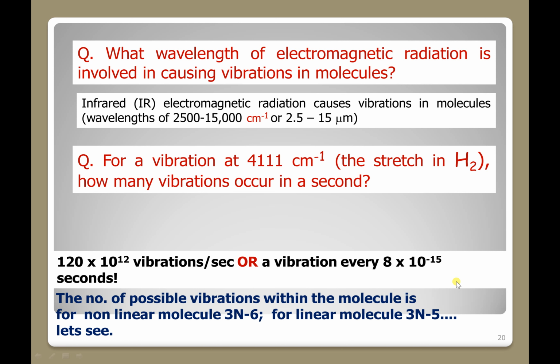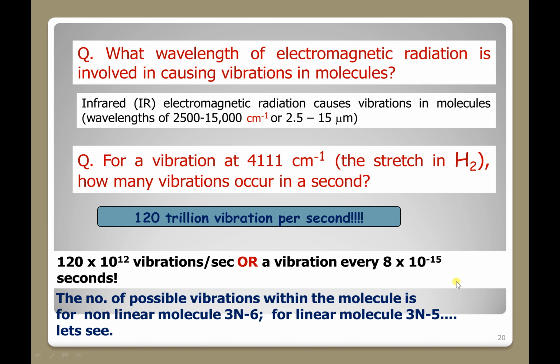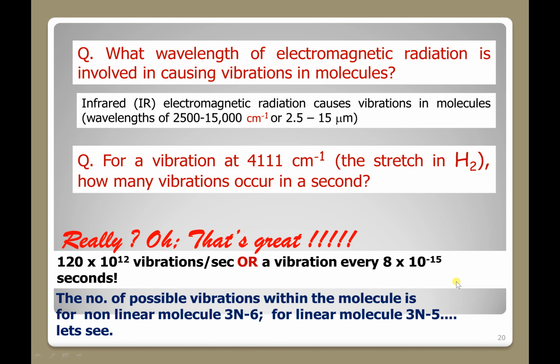For a vibration at 4111 centimeter inverse, that is a stretching vibration of an H2 molecule, how many vibrations can occur in a second? So 120 × 10^12 vibrations per second, or a vibration every 8 × 10^-15 second. So this is too much. That is 120 trillion vibrations per second. That is quite something.